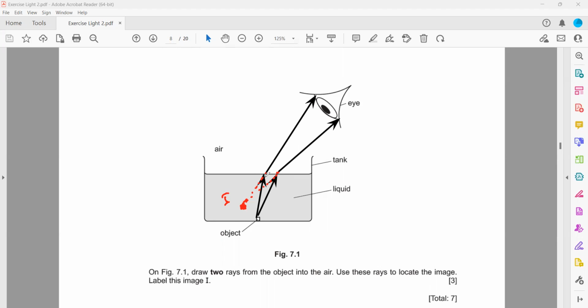This is just imagination. In reality, if it was a real image, then the two light rays coming out from the water should meet or intersect by themselves to form a real image. Is this drawing clear, how the image is formed? Yes, sir, clear.